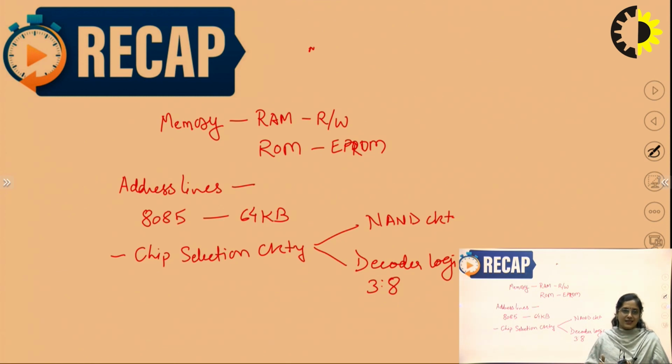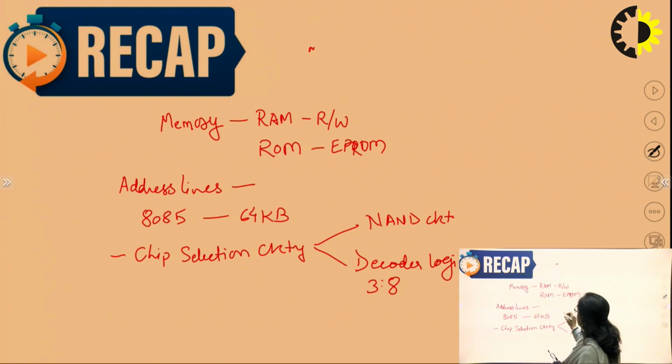Either the address is given to you, a specific address for a specific memory, or as a designer or programmer, we have to select which memory has which starting address and ending address. So depending on the capacity, the ending address will be decided, but the starting address will be decided by the designer. It all depends on the designer how they choose that starting address.